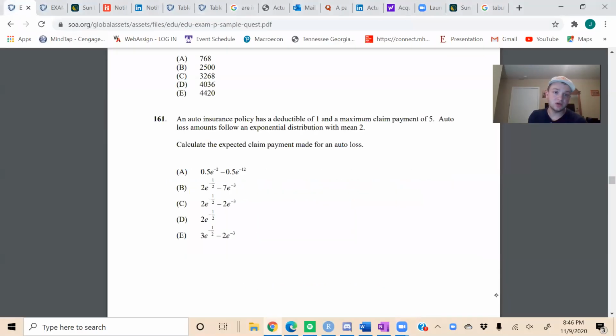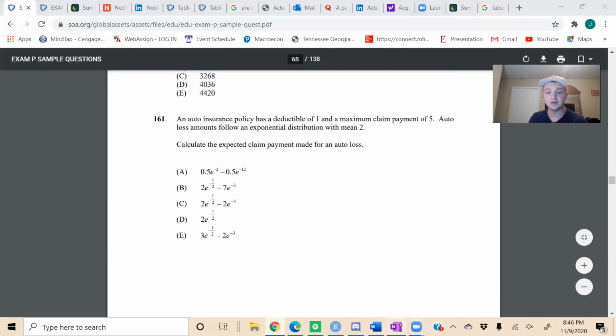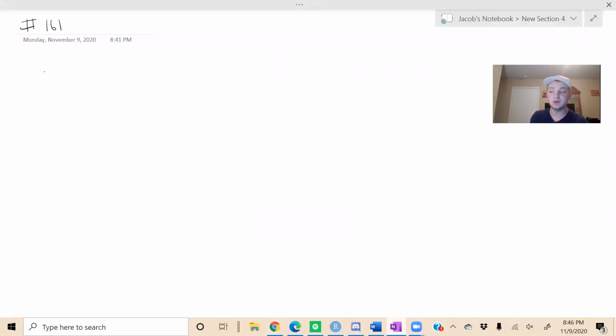So problem 161 is a deductible problem and it reads as follows. An auto insurance policy has a deductible of 1 and a maximum claim payout of 5. Auto loss amounts follow an exponential distribution with mean 2. Calculate the expected claim payment made for an auto loss. If you need to pause the video and write this problem down, go ahead. Okay, so I'll move to my notebook. So we're doing problem 161.